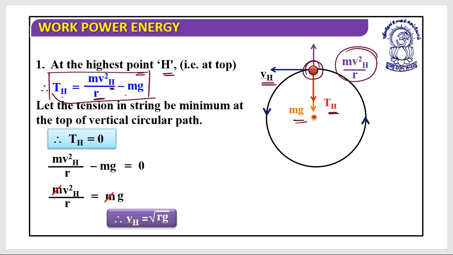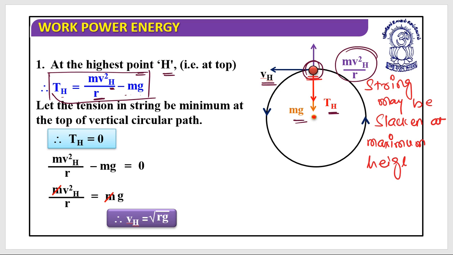Now look at this and understand this very carefully: at this position, at maximum height H, there is a chance that the string may be slackened. Yes, there is a chance that at this instant the string is going to be slackened for that moment only.